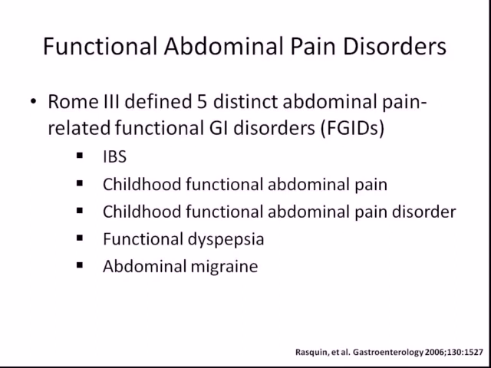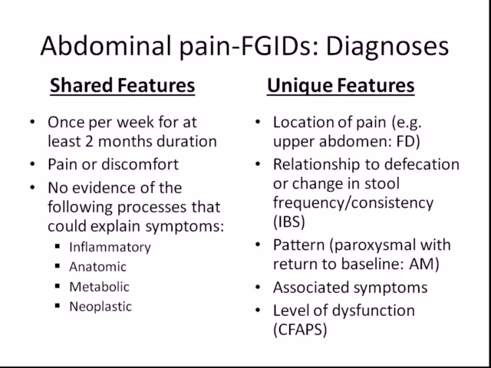Again, functional abdominal pain disorders are divided into 5 distinct syndromes: irritable bowel syndrome, childhood functional abdominal pain, childhood functional abdominal pain disorder, functional dyspepsia, and abdominal migraine. These functional gastrointestinal diseases share quite a bit of features. They share frequency criteria, once per week for at least 2 months duration. They all involve pain or discomfort, unlike other functional gastrointestinal disorders like functional constipation, which does not require pain as a criteria. There's also no evidence of organic disease, and specifically an inflammatory, anatomic, metabolic, or neoplastic process that might be leading to pain.